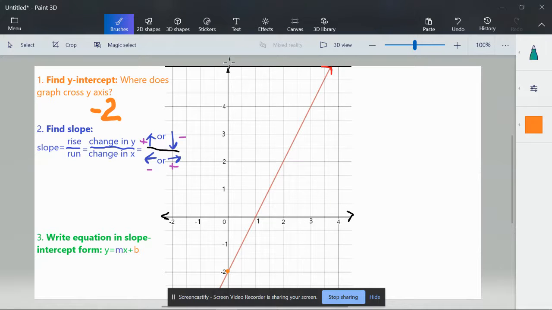Sometimes your y-intercept will be up here. Sometimes your y-intercept will be right where your axes cross, and your y-intercept for that will be 0. So now that we found our y-intercept, next we need to find our slope.